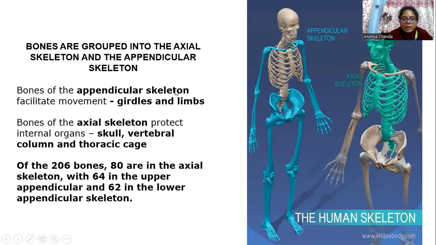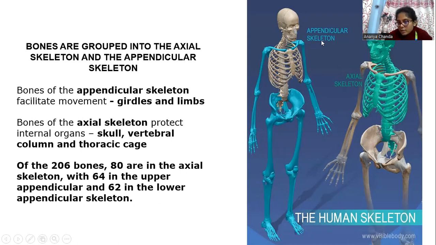So bones of the appendicular skeleton facilitate the movement of the shoulder girdles and the pelvic girdles and the upper limb and the lower limb. The bones of the axial skeleton protect the internal organs, that is the skull, the vertebral column. So this is the vertebral column. Then comes the thoracic cage. So this is the thoracic cage.